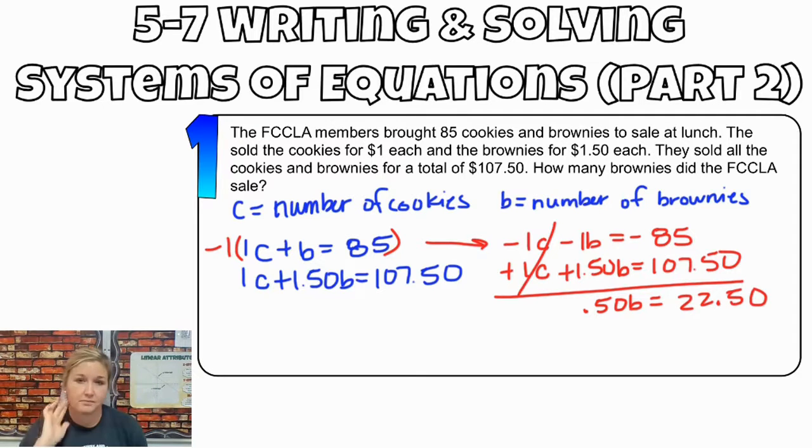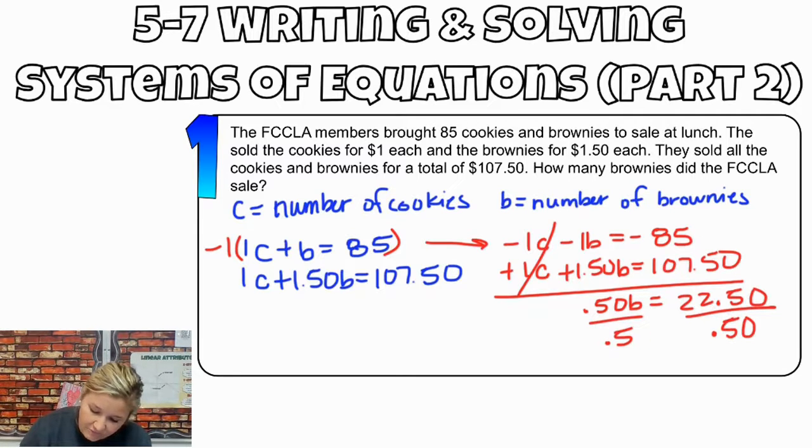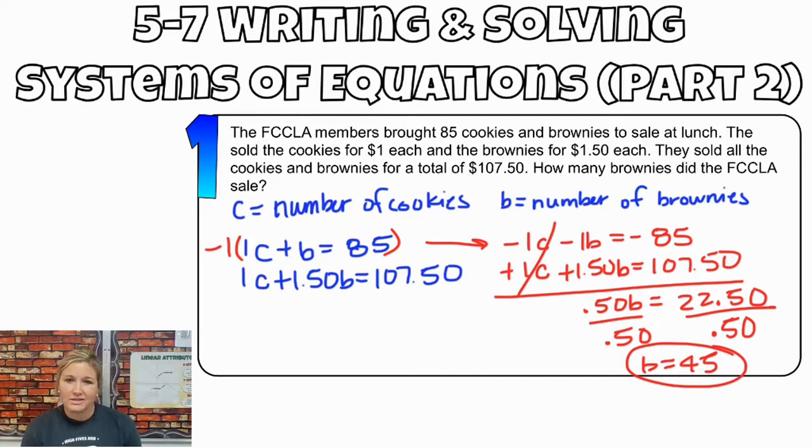$22.50 there. And so then lastly, I'm going to divide by 0.50, or 0.5, same thing. So I'm going to take 22.50 and divide by 0.5, and I get the brownies sold were 45. So you have 45 total brownies. And then I don't even have to plug it in and solve for cookies because I didn't ask for it. So just be really careful about that. Don't make it harder than what it is.